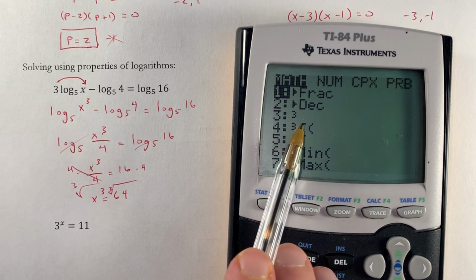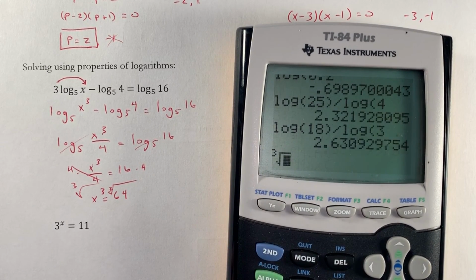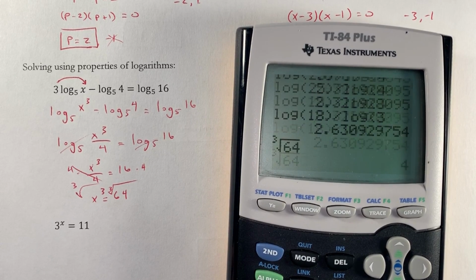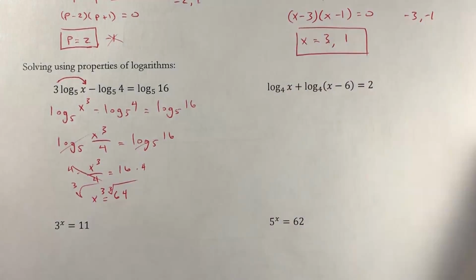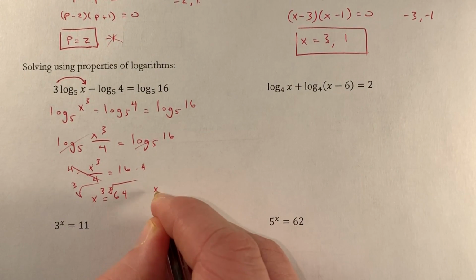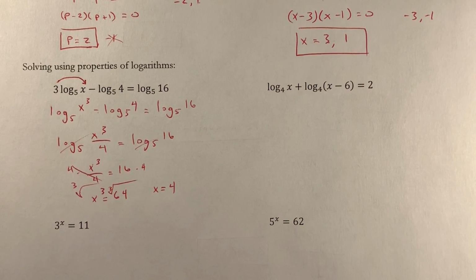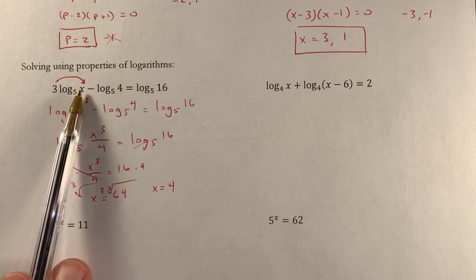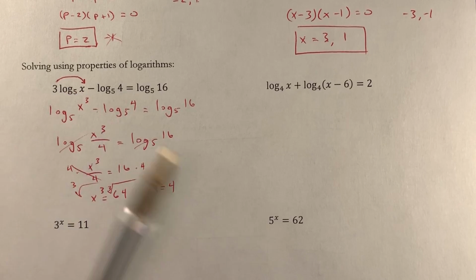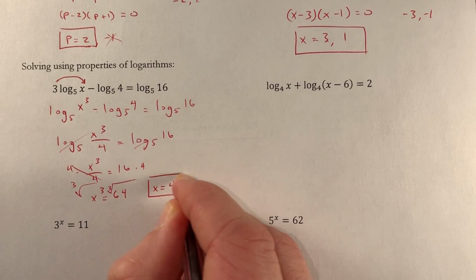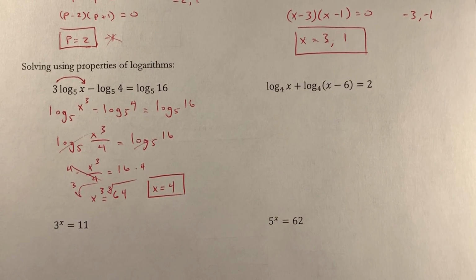So option 4 is a cubed root. Cubed root of 64 is 4. So x equals 4. Now, does that give me only positive arguments? The only argument with a variable is here. Put a 4 here. I've got a positive argument. That checks out just fine.